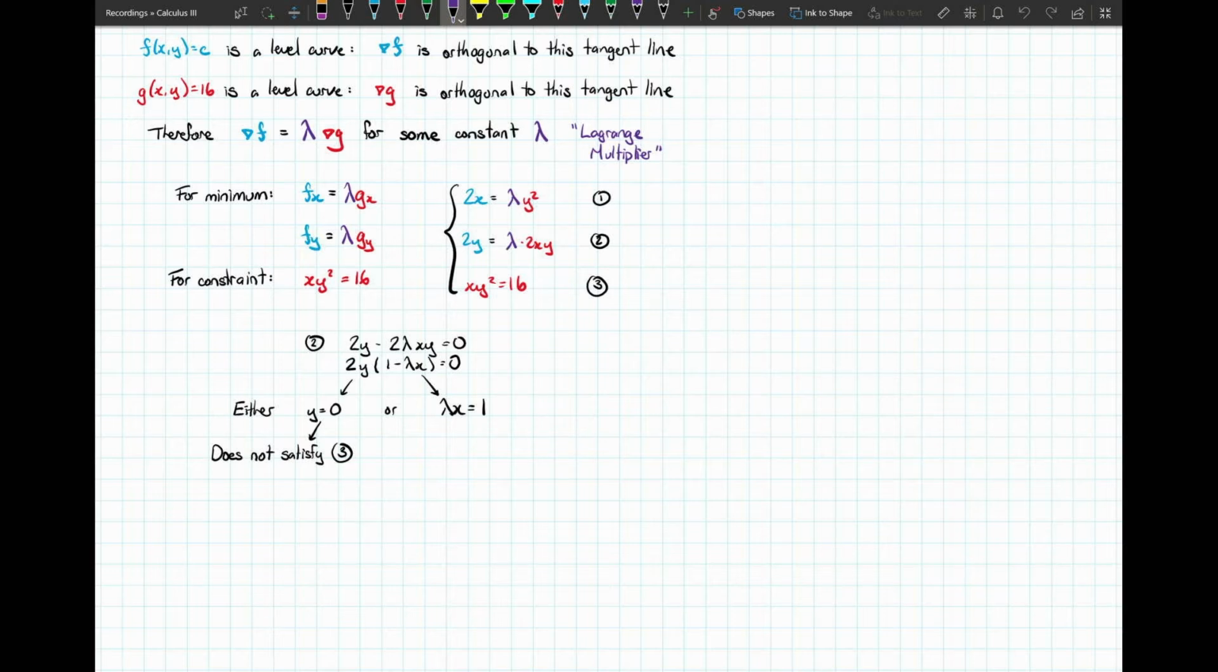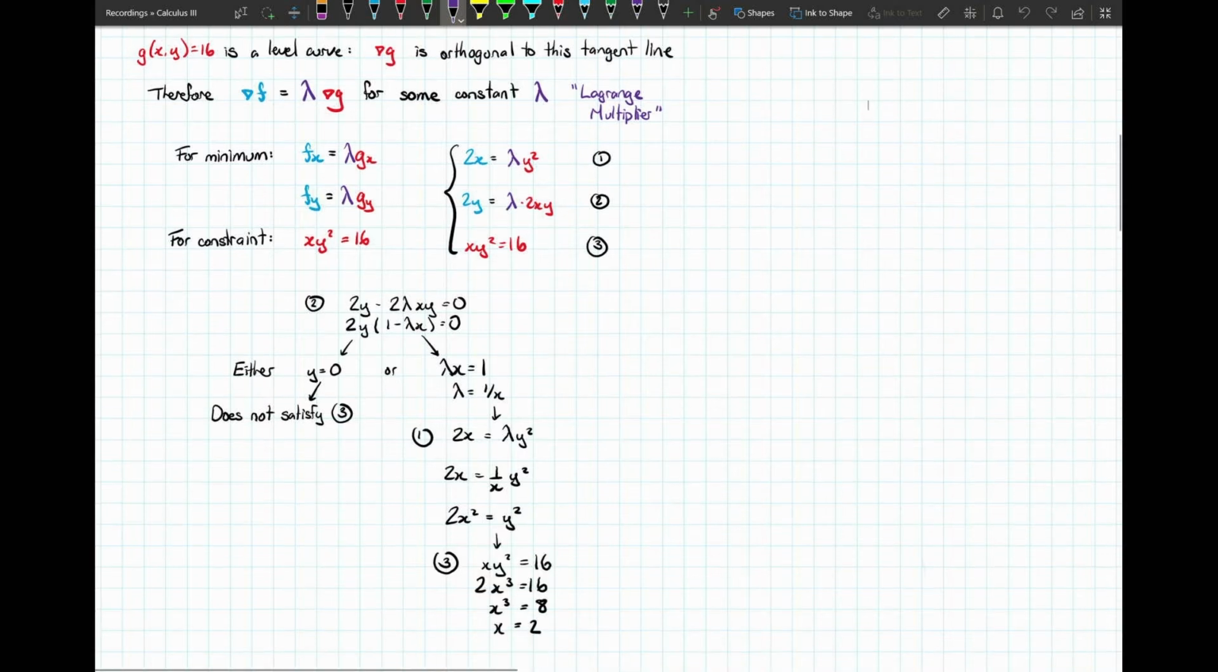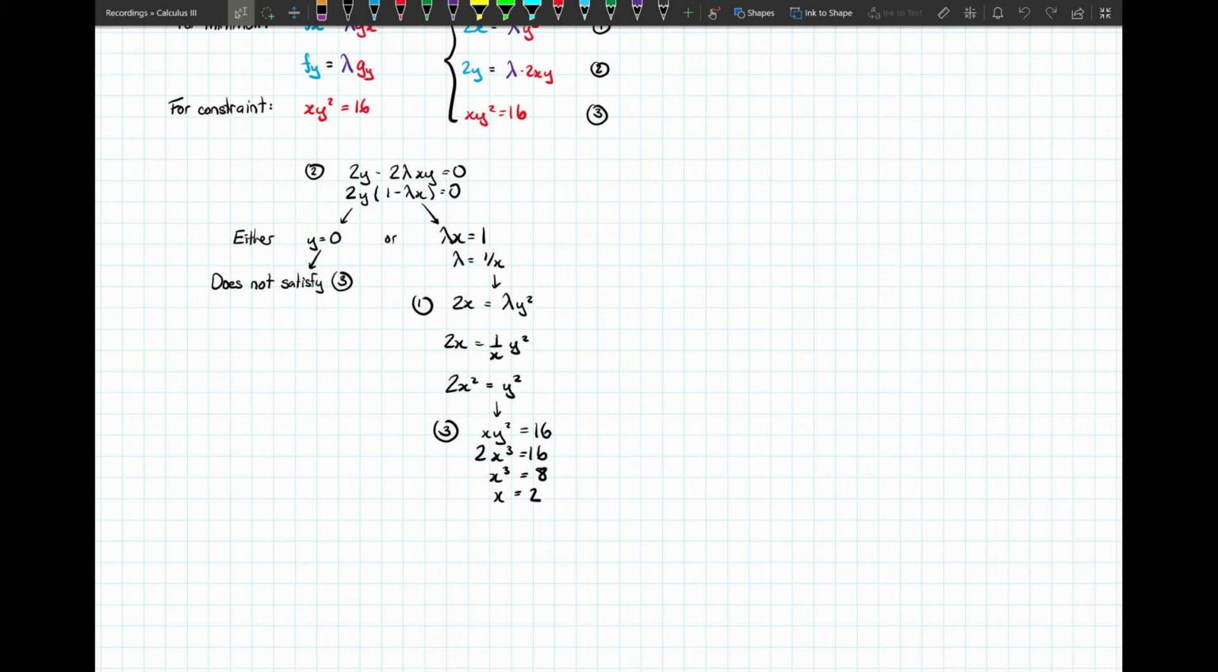Maybe we should just rewrite that as lambda equals 1 over x so that we can substitute into either equation 1 or equation 3. But equation 3 doesn't have lambda in it, so I guess we're going to be sticking to equation 1. Plugging that in for lambda, we get 2x equals 1 over xy squared, which gives 2x squared equal to y squared. Well, that's good news because we have y squared in equation 3. Now we can replace that with 2x squared and solve for x. And that gives us x equal to 2.